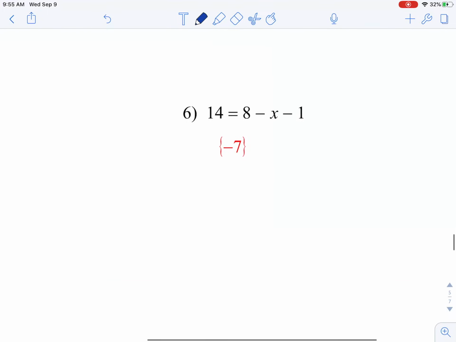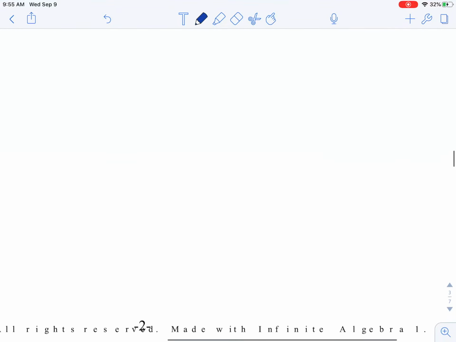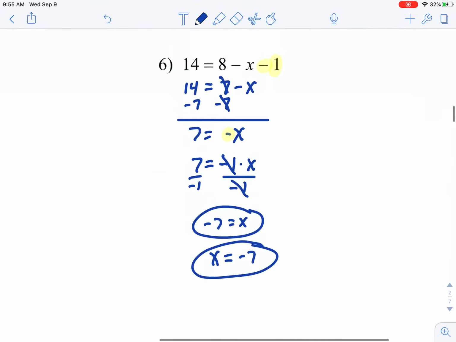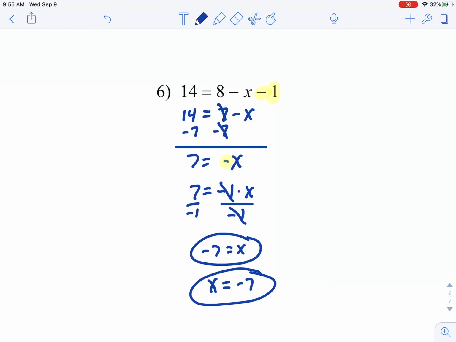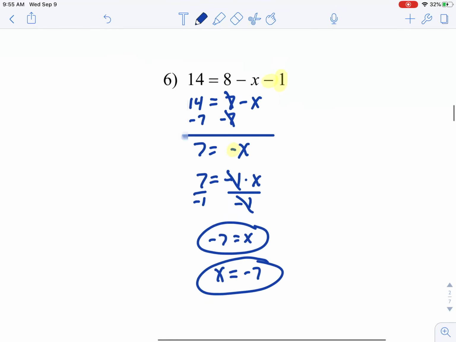Let's look at number 6. Make sure I didn't mess it up. Yep, there it is right there. Okay, so combine like terms, isolate the variable, look at what's in front of the number when it comes to canceling it out, not what's after the number.